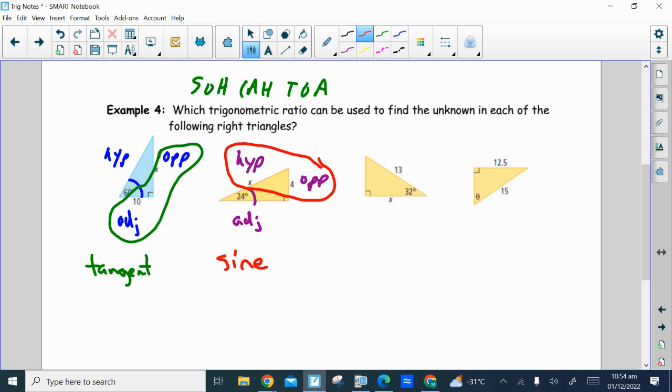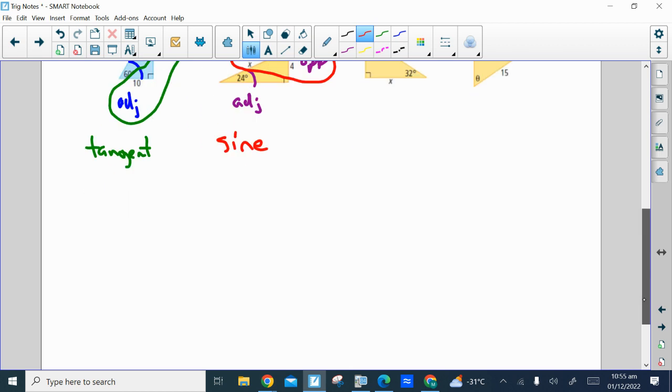Try the next one on your own, and then we'll check it. Which ratio will be used for the next one? Either the sine, cosine, or tangent. Which one?